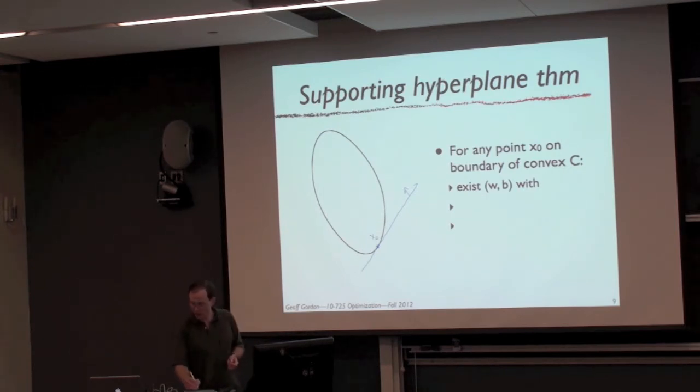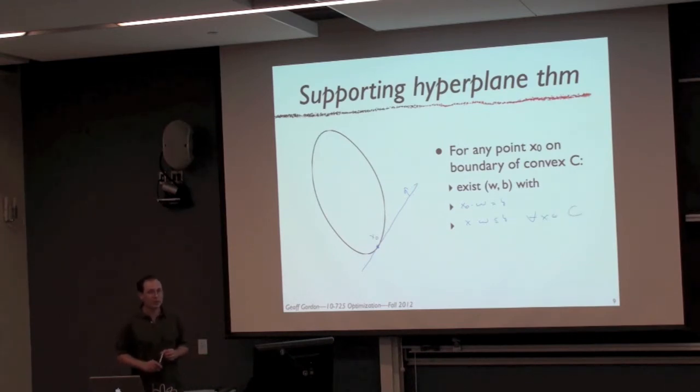So what that means is that x0 dot w is equal to b, and x dot w is less than or equal to b for all x in C. Okay? Maybe geometrically kind of obvious, but it's nice to know that it's a theorem. Anytime I find a point on the boundary of the set, I can draw a supporting hyperplane through it.